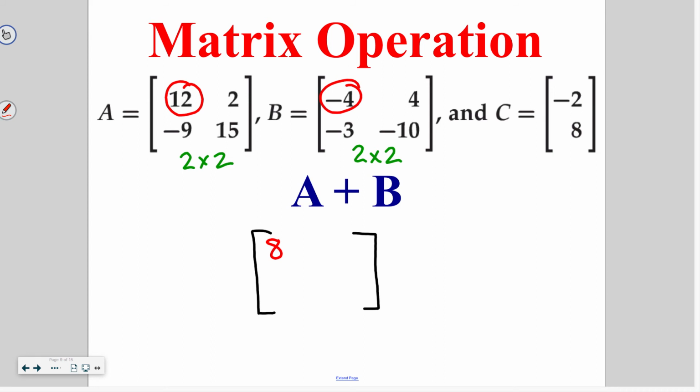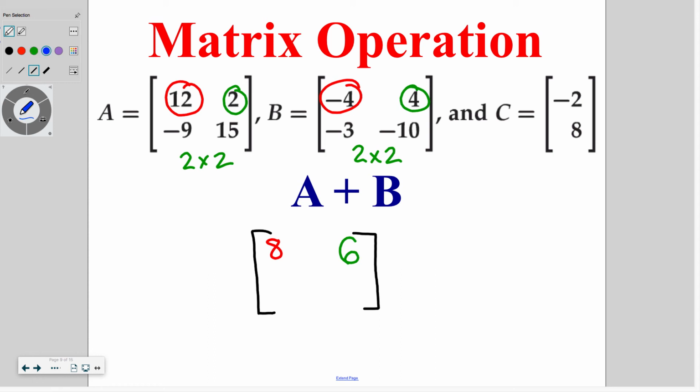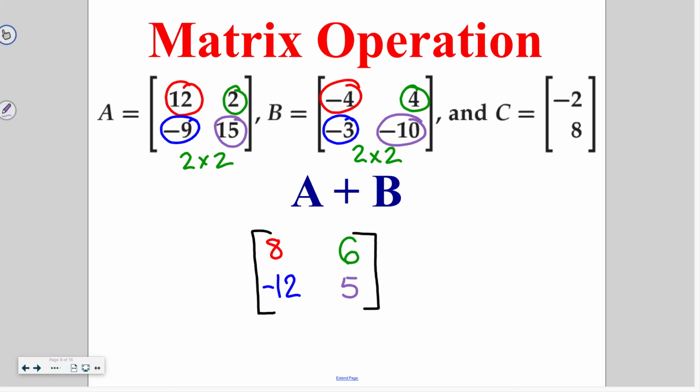Then I'm going to look at the second ones. So I've got 2 and 4. So we're going to add those up and get 6. We're going to look at the next pair. Negative 9 plus negative 3 gives me negative 12. And our last pair of 15 plus negative 10 gives me 5. So when I add matrix A and matrix B, I get 8, 6, negative 12, 5.